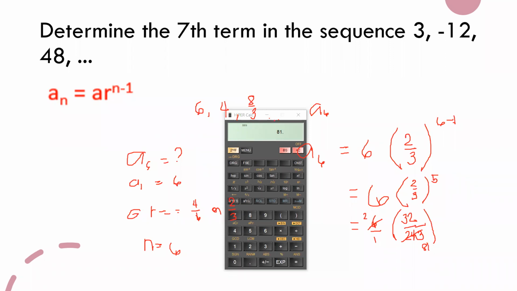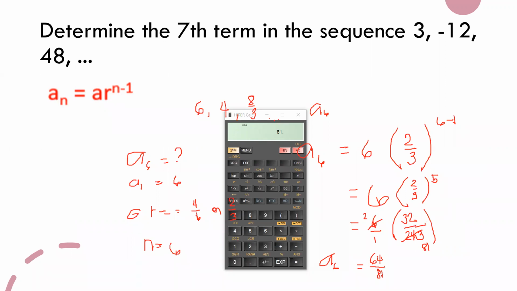Meron pa ba tayong pwedeng i-divide? Ang 2 ba at 81 ay nadi-divide? I think hindi. Ang 32 ay puro 2, ang 81 ay puro 3, so wala na tayong division na mangyayari or lowest term na pwede mangyayari. So 2 times 32, that is 64. Then 1 times 81, 81. So our A sub 6 is 64 over 81.